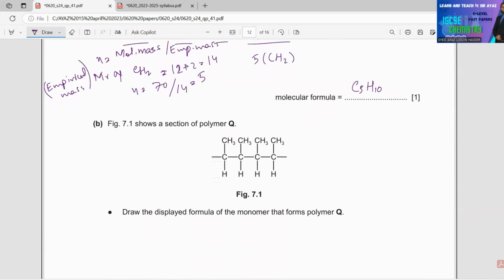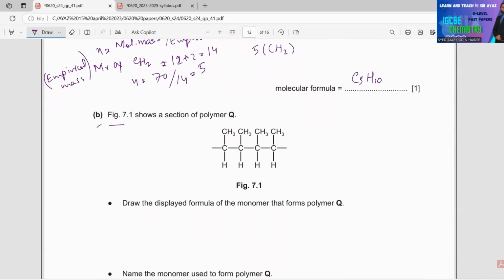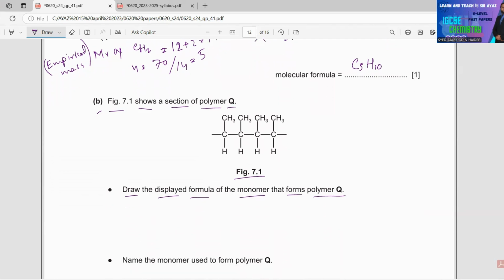Part B. Figure 7.1 shows a section of polymer Q. Draw the displayed formula of the monomer that forms polymer Q. We need to draw the displayed formula. First of all, find the repeat unit. So the repeat unit must be this. These two will be repeated. So the monomer must have this displayed formula.